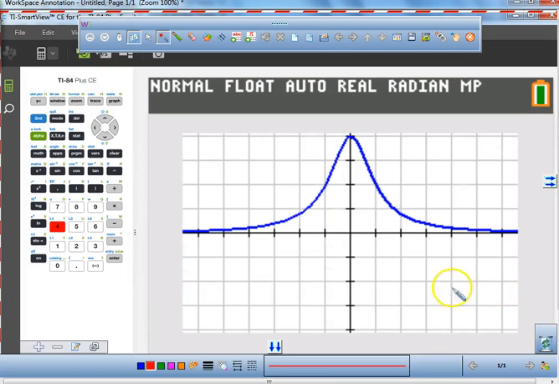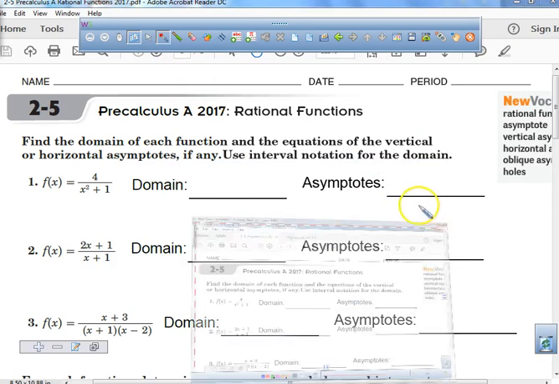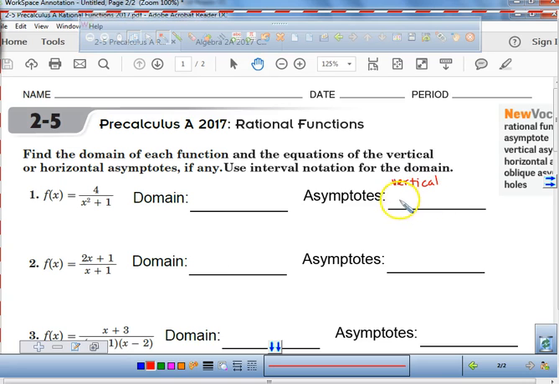I want you guys to understand that as you look at this graph, does it look like there's any breaks in the graph? Mm-hmm. There are no breaks in the graph. That means there are no vertical asymptotes. So right here, for asymptotes, for vertical, there are none. Okay? There are no vertical asymptotes in the graph.